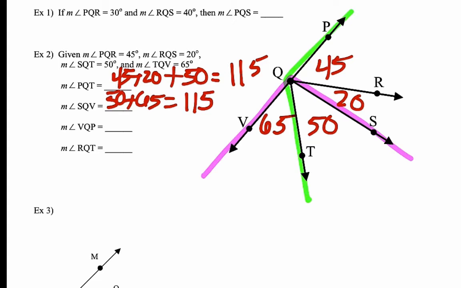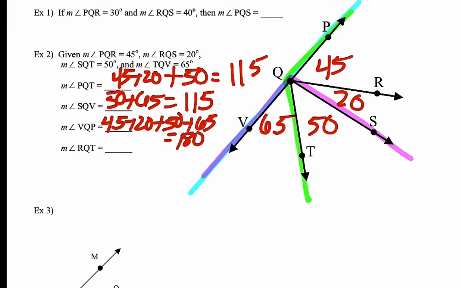We'll do the same thing for the measure of angle VQP. So we're going to trace out from V to Q to P. Now that ended up being a straight line, but it has all of these pieces in it, from 45 to 20 to 50 to 65. So remember, I have to add all of those together. 45 plus 20 plus 50 plus the 65, which equals 180. And I can see that's no surprise because we knew that a straight line always equals 180 degrees.